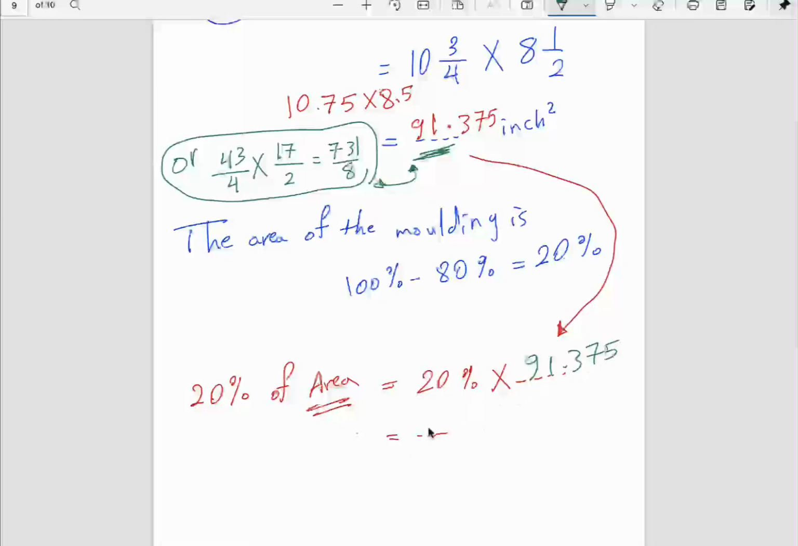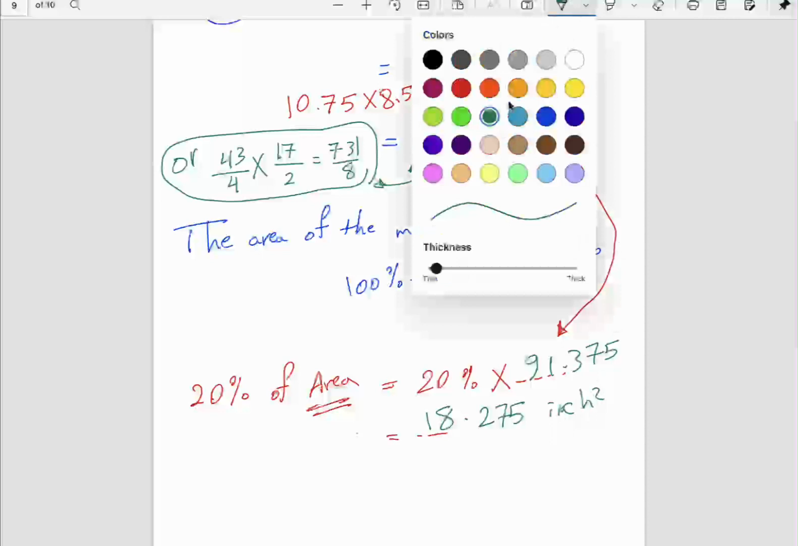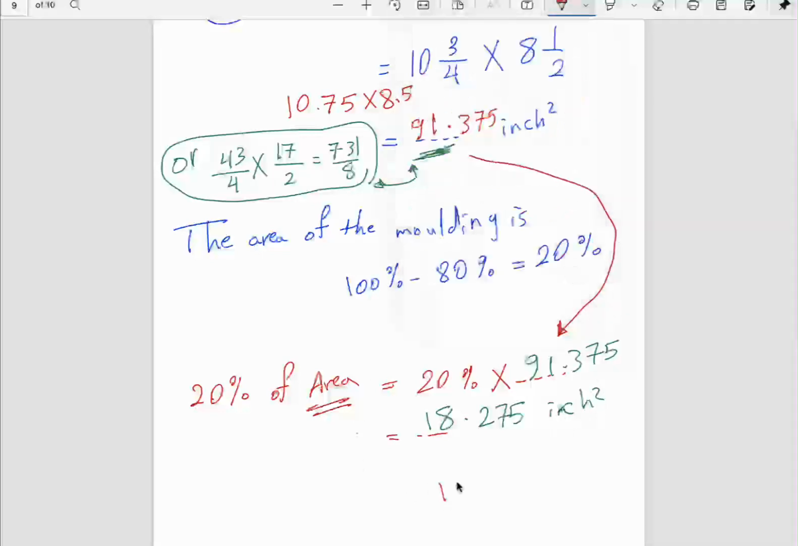I did it before. So you get the answer, it's 18.275 square inches. And you can also use fractions. If you use fractions, you will get 18 and 11 over 40 square inches. Okay, and of course it's the same answer. Okay guys, any problems? Any questions?